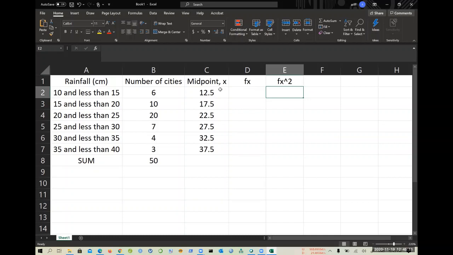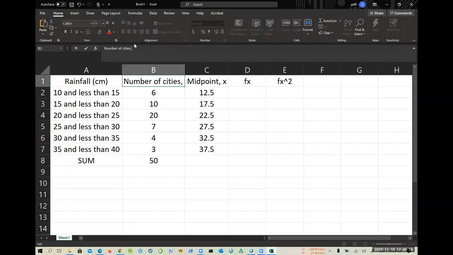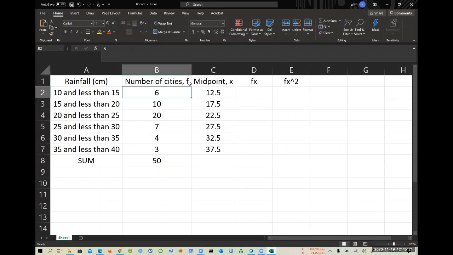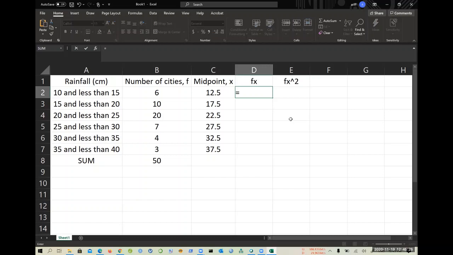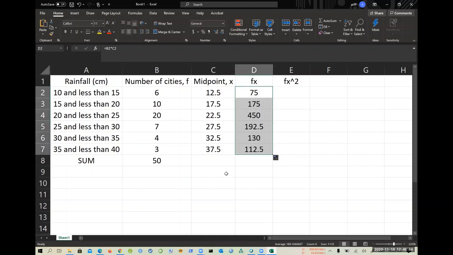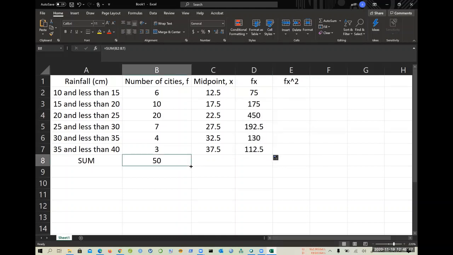So basically, fx is simply multiplying the number of CTs, which is the frequency, that is f, with the midpoint. So here you have f times the midpoint. So you get 75 over here. So you can do this, 10 times 17.5 and so on. Do this for all the values. So you get this number, and then also you can find the sum over here.